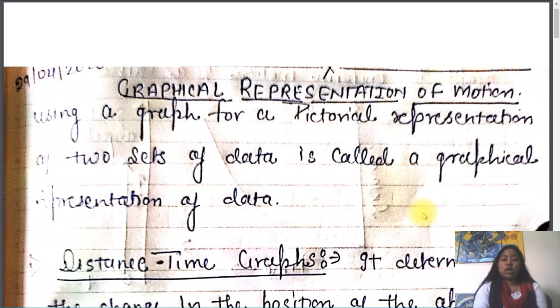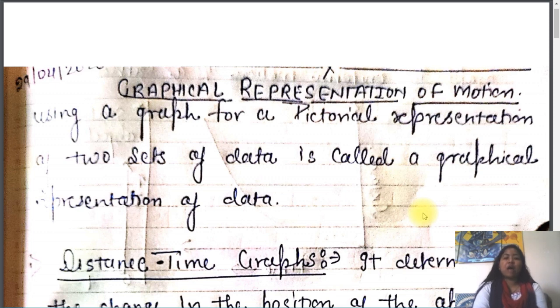Using a graph as a pictorial representation of two sets of data is called the graphical representation of the data. Whenever we plot a graph of any condition or situation, the value of one variable depends on the value of the second variable. With the help of this graphical representation, we can directly show the variation between those two quantities without any theoretical expression.